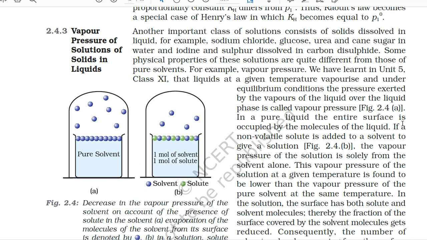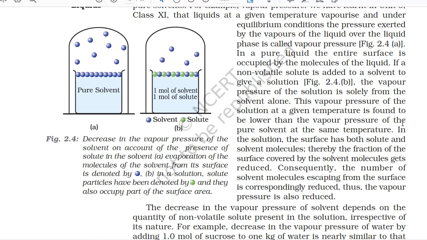In figure 2.4a, in a pure liquid, the entire surface is occupied by the molecules of the liquid. If a non-volatile solute is added to a solvent to give a solution, as in figure 2.4b, the vapor pressure of the solution is solely from the solvent alone. This vapor pressure of the solution at a given temperature is found to be lower than the vapor pressure of the pure solvent at the same temperature.